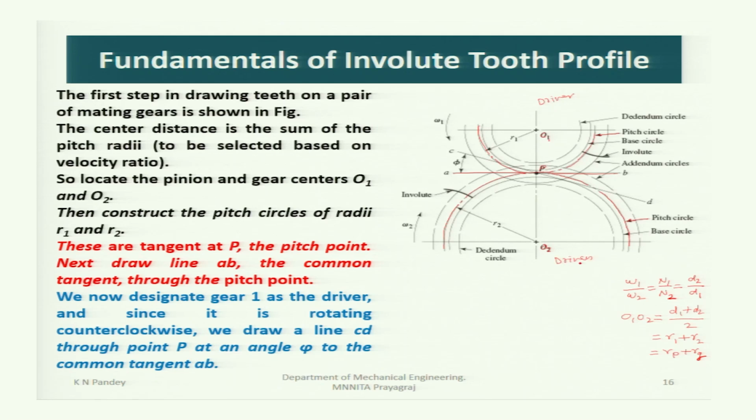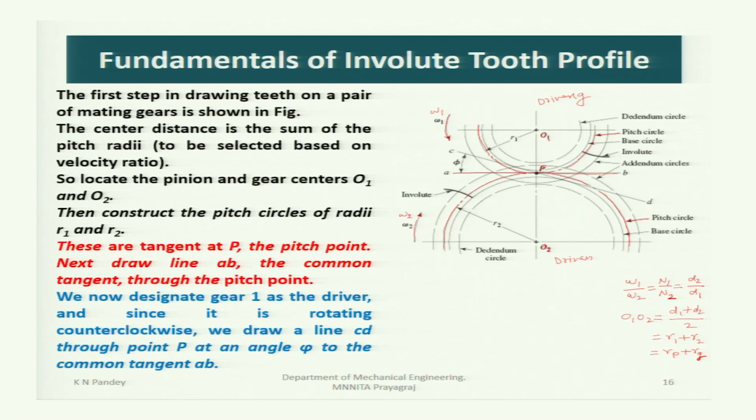The meaning is that the force will be transmitted from the driving gear to the driven gear. Gear 1 is rotating in an anti-clockwise direction with the speed omega 1, and gear 2 is rotating in a clockwise direction with the speed omega 2.